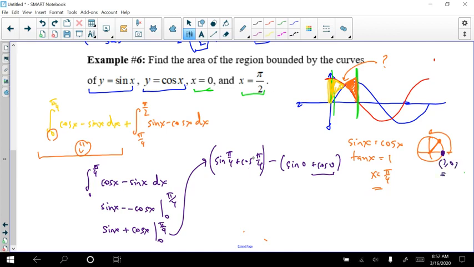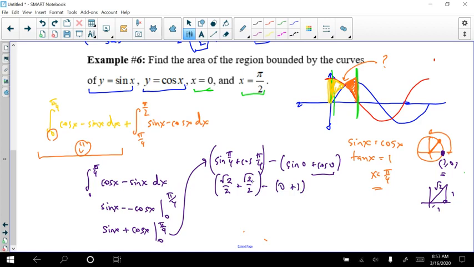Sine of pi fourths and cosine of pi fourths. And again, if you're not remembering your right triangle trig, 45-degree angles, 1, 1, root 2. And so the sine and cosine would both be 1 over root 2, or root 2 over 2 simplified. So root 2 over 2 plus root 2 over 2 minus, and then this is sine of 0, which is 0, plus cosine of 0, which is 1.